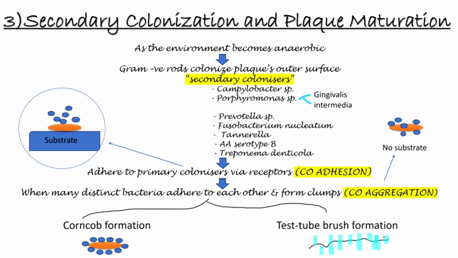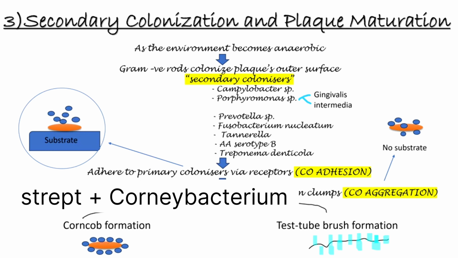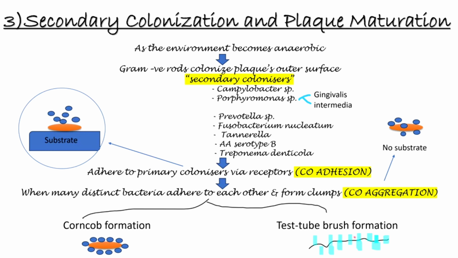Co-aggregation between different gram-negative species is likely to predominate. Mostly, this co-aggregation occurs between gram-negative species themselves, gram-negative binds to gram-negative, and less to gram-positive. So, common examples of this co-aggregation are Fusobacterium nucleatum with P. gingivalis or Treponema denticola. In corn cob formation, Streptococci adhere to filaments of Corynebacterium or Fusobacterium nucleatum. In test tube brush formation, this is the filamentous bacteria to which gram-negative rods usually adhere.